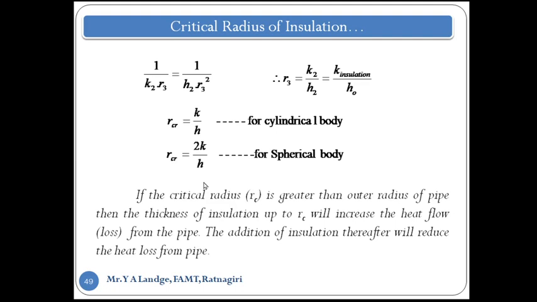From this we can conclude that if the critical radius is greater than the radius of the pipe, then adding insulation thickness up to RC will increase the heat flow from the pipe, and the addition of insulation thereafter will reduce the heat loss from the pipe. That means up to the critical radius the heat loss continuously increases, and after the critical radius it goes down. Okay, so this is the case.